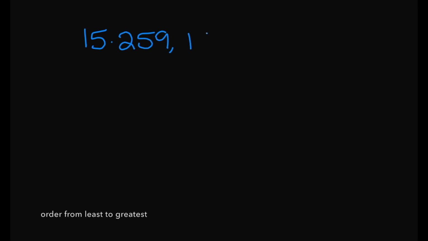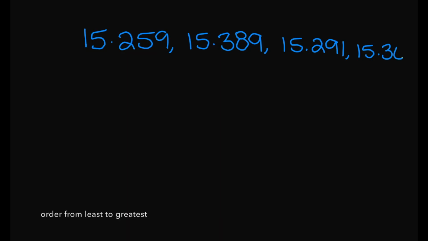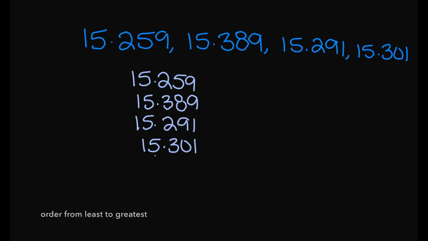15.259, 15.389, 15.291, and then 15.301. Let's line up our decimals. Notice here our 1s and our 5s are the same. That's good. Then we have 2, 3, 2, and 3. So let's focus here on the 2s. So after my 2s, we have 5 and 9. And we can see that my top number here is the smallest. And then the second smallest number is going to be 15.291.